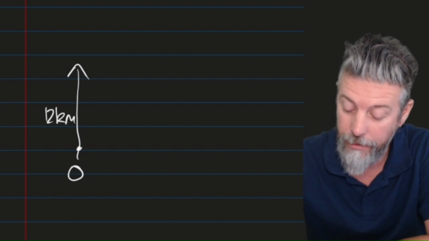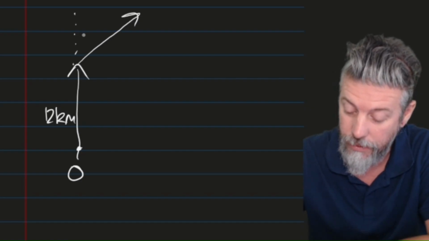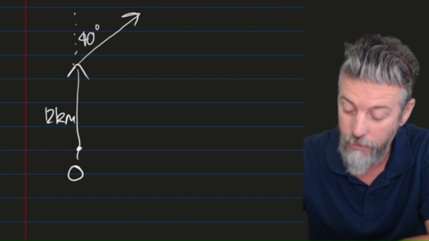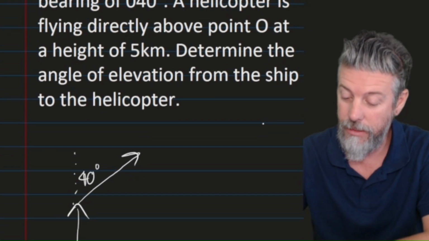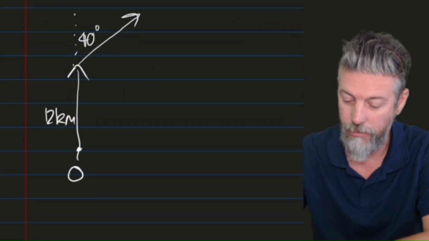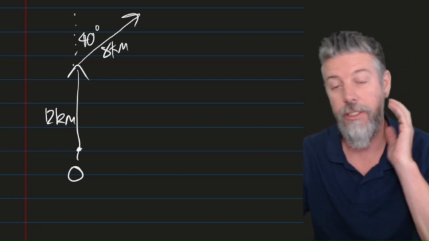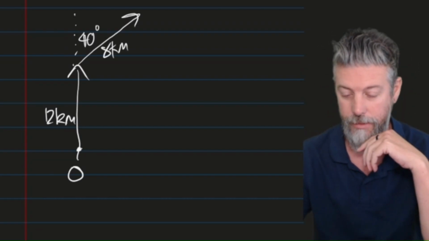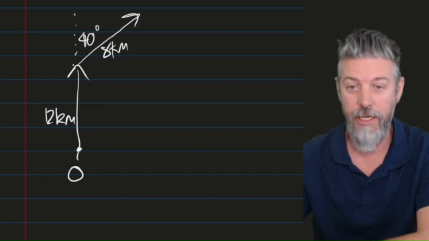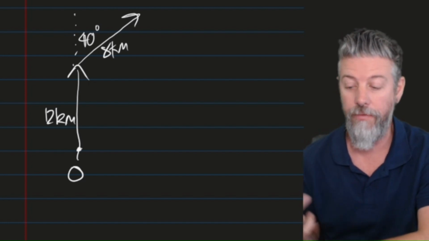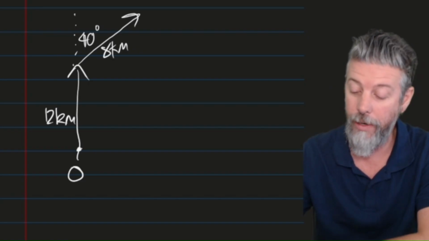And then we go on a bearing of 040 degrees. So I'm going to draw that in. So this is a 40-degree angle from true north, 040 degrees. And that distance I travel for is 8 kilometers. Okay. So this is the information that I have just about the ship and where it ends up. So what I want to do is I want to find out information that's going to be in the triangle of the helicopter later. So I might just put that on here of what we're aiming for.